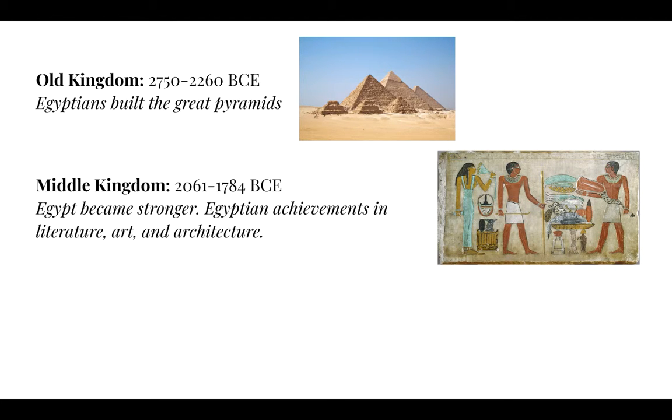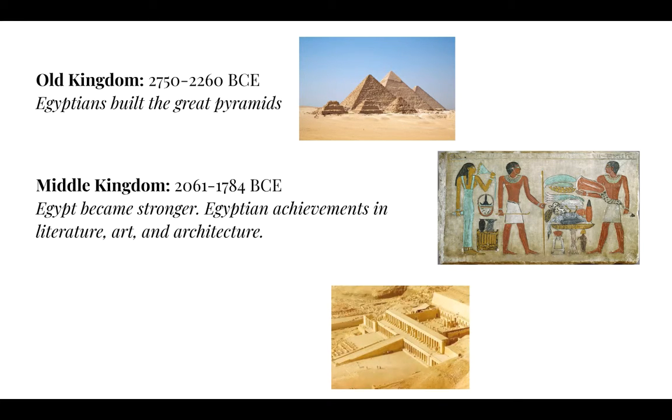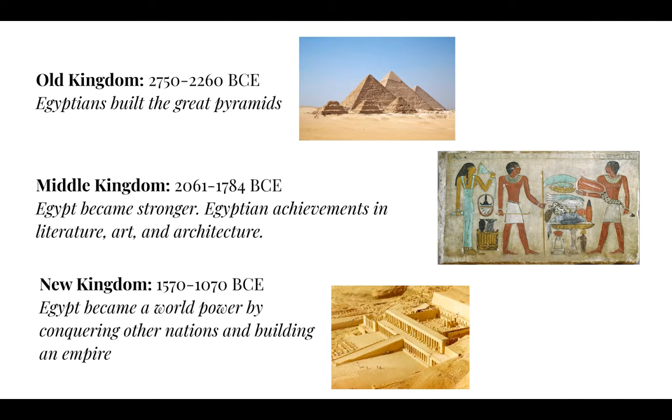The Middle Kingdom lasted from 2061 to 1784 BCE. This was when Egypt became stronger, and the Egyptians achieved a great deal in literature, art, and architecture. In the New Kingdom period, from 1570 to 1070 BCE, Egypt became a world power by conquering other nations and building an empire. Between periods of strength and discovery, weak kings ruled, or foreigners gained control of Egypt. These in-between periods were times of great confusion and disorder in Egyptian society.